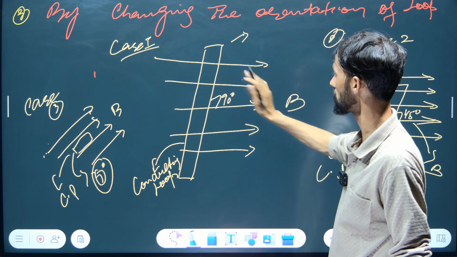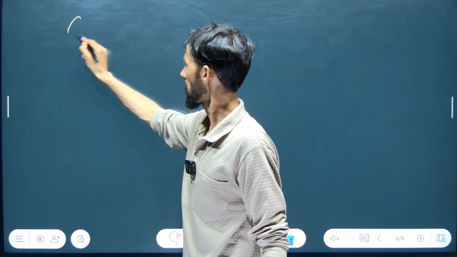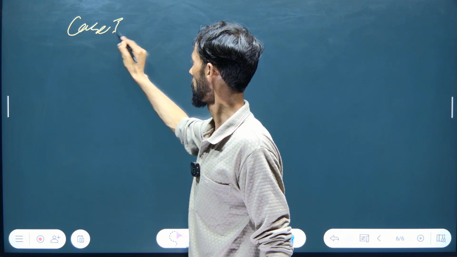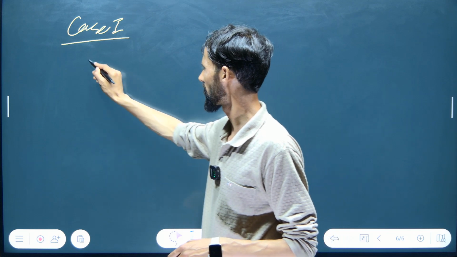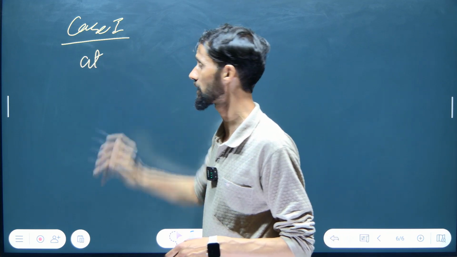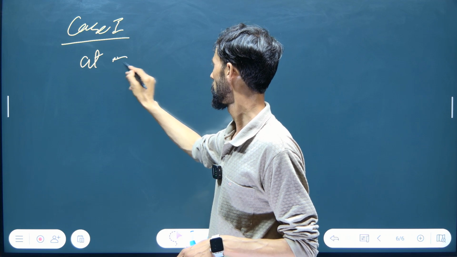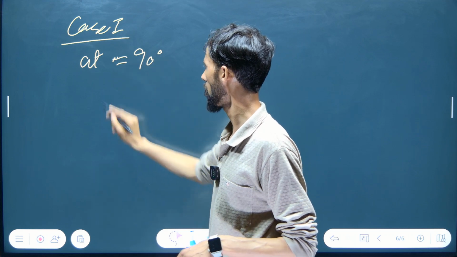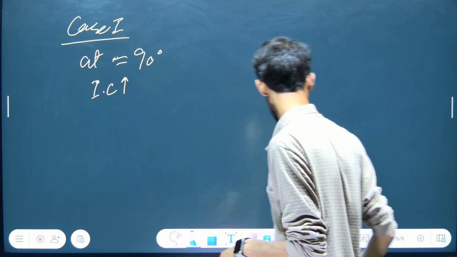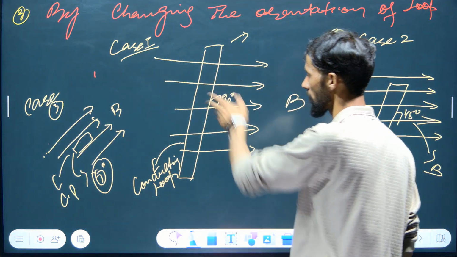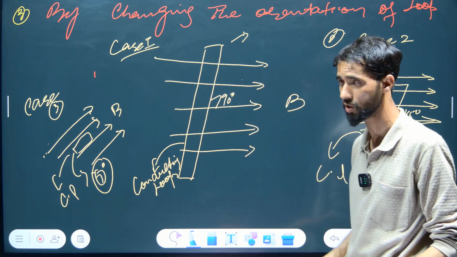So you have to remember here: in case number one, all the magnetic field lines are getting passed. That means the conducting loop and the magnetic field have an angle of 90 degrees. So I can generate maximum induced current, because it is clear in this pictorial representation that all the magnetic field lines are getting passed through this conducting loop.